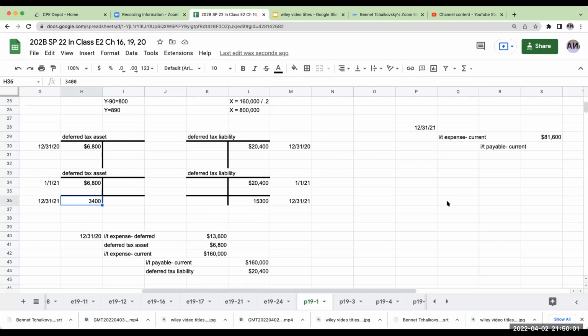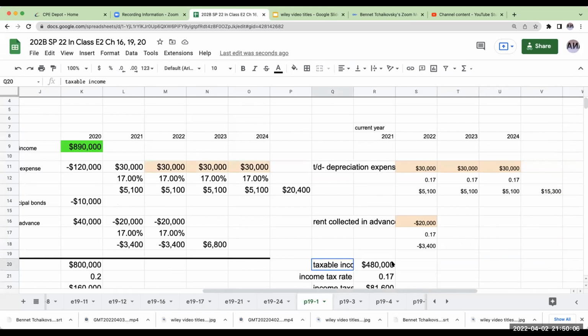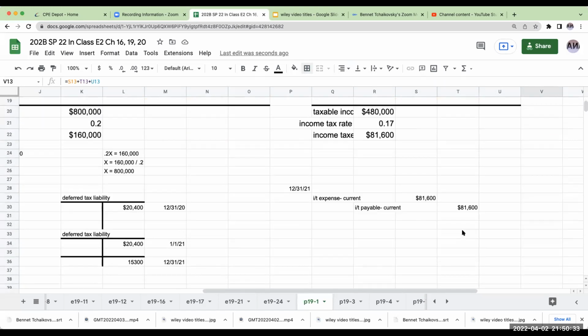Again, for this particular question, this already gave me the taxable income. I didn't have to go through and do this computation. It already told me it was 480. So what I'm now looking at as of 2021 are these remaining temporary differences. I've computed that my asset should be 3,400 and my liability should be 15.3.